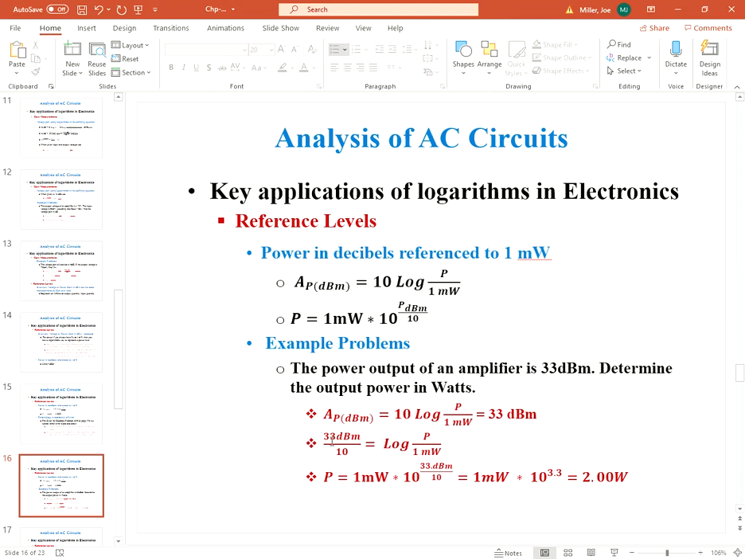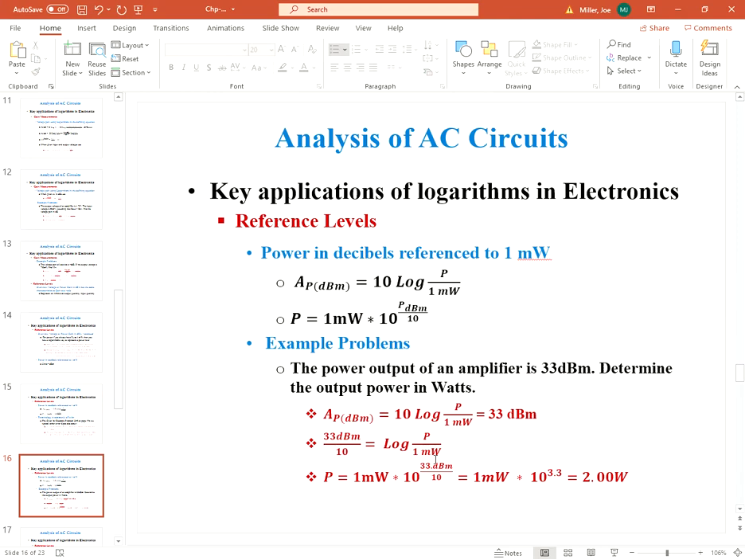33 dBm equals 10 log of power divided by 1 milliwatt. Divide both sides by 10, we're left with 33 dBm divided by 10 equals log of P divided by 1 milliwatt. Take both sides of this equation, make them exponents of 10, and you're left with P divided by 1 milliwatt equals 10 with this as the exponent.